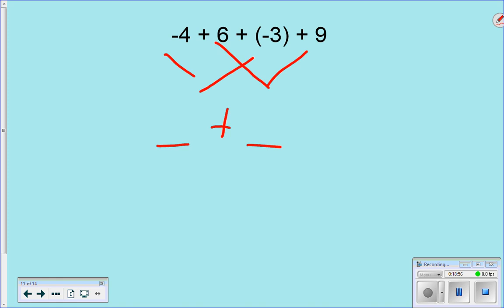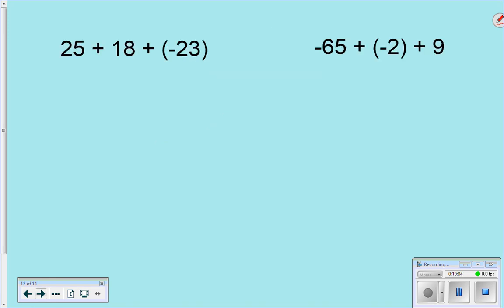What did you get for an answer? Ryan, what did you get for an answer? 8 is the answer. Nice job. 8's the answer. All right, add these for me. Add these for me.